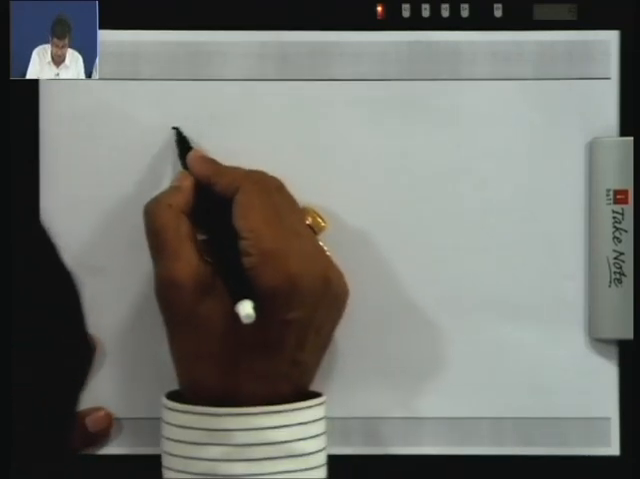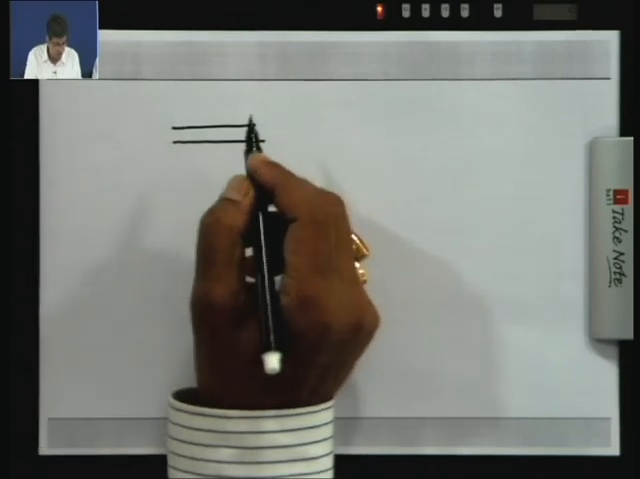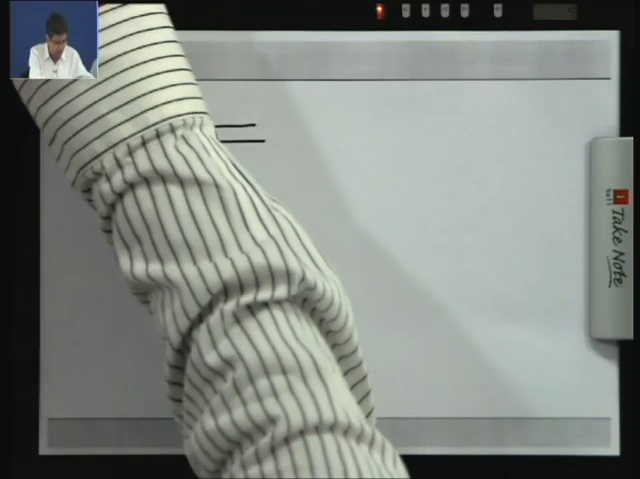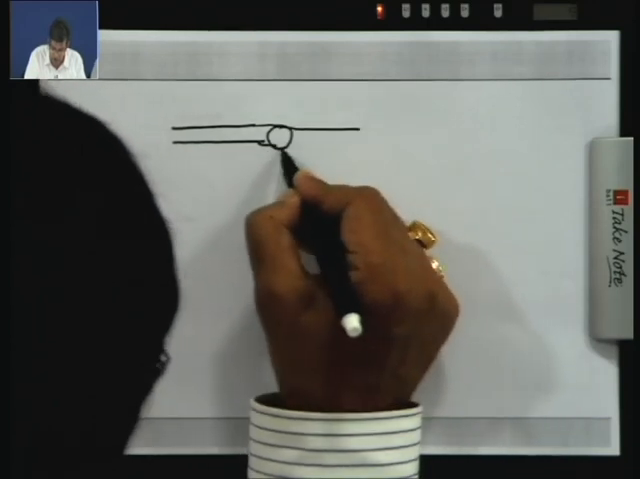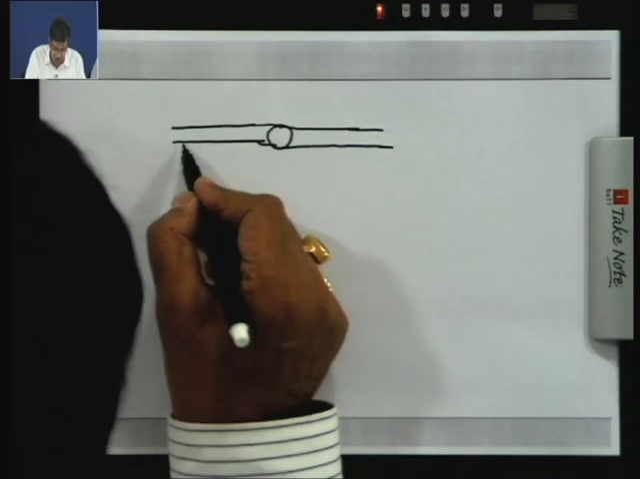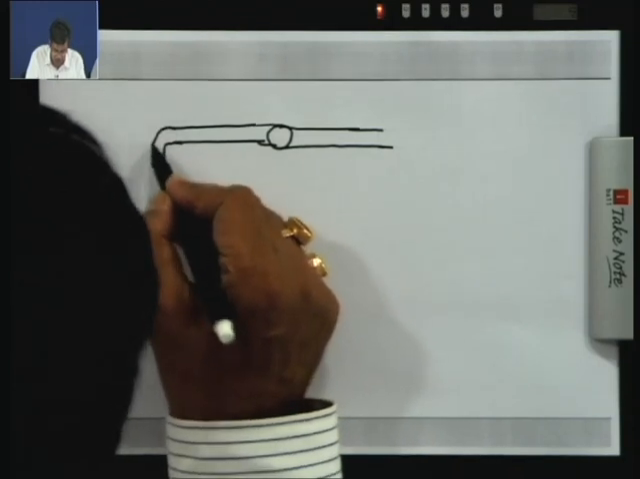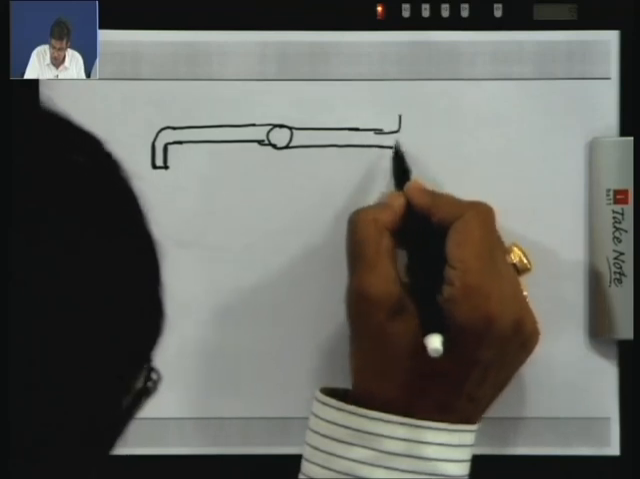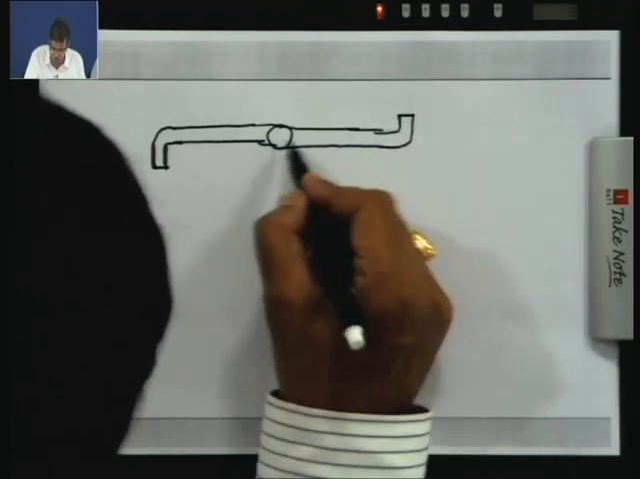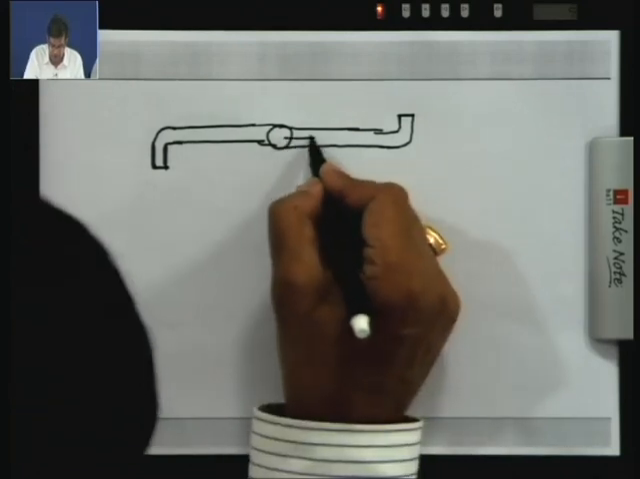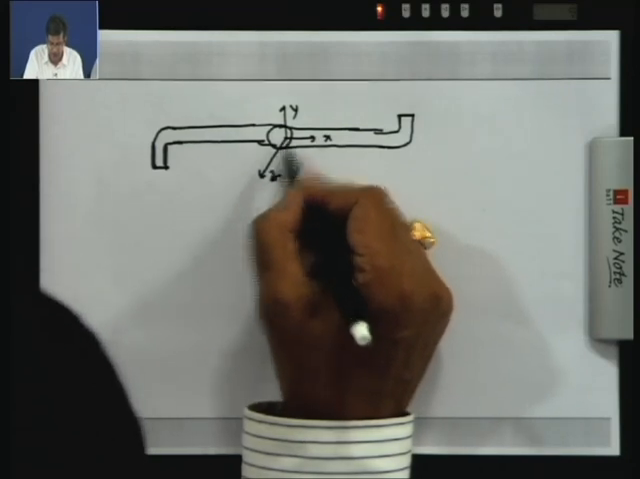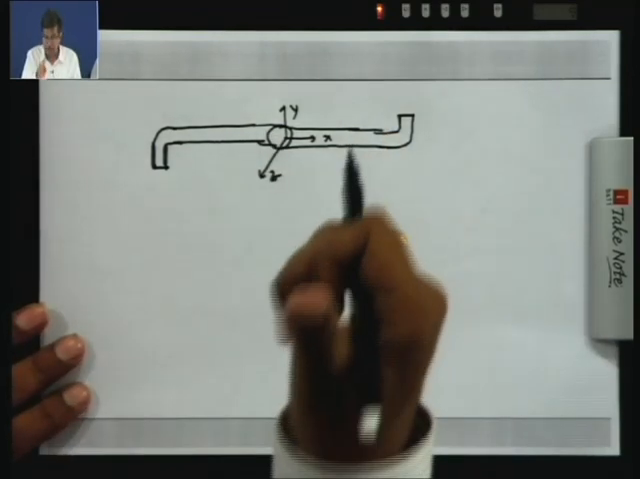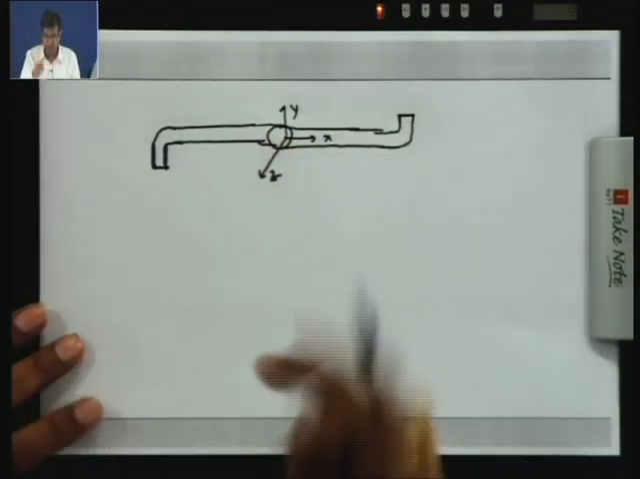What is this problem? The problem is very simple. There is a lawn sprinkler. You know what a lawn sprinkler is, which sprinkles water in the garden. There is a lawn sprinkler which has two arms like this, and let us consider the lawn sprinkler is in a horizontal plane. That means this x, y is in the horizontal plane, and z, the axis perpendicular to this plane, is the vertical upward axis, x, y and z. So it looks like that.